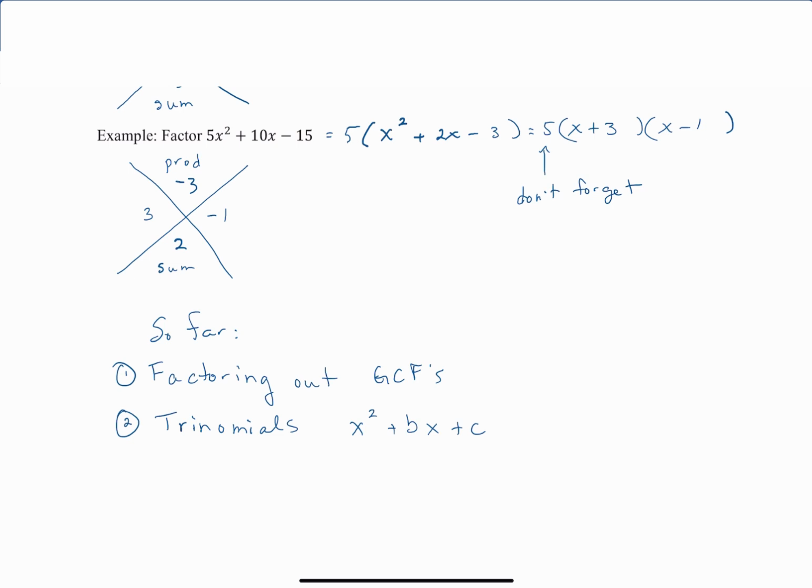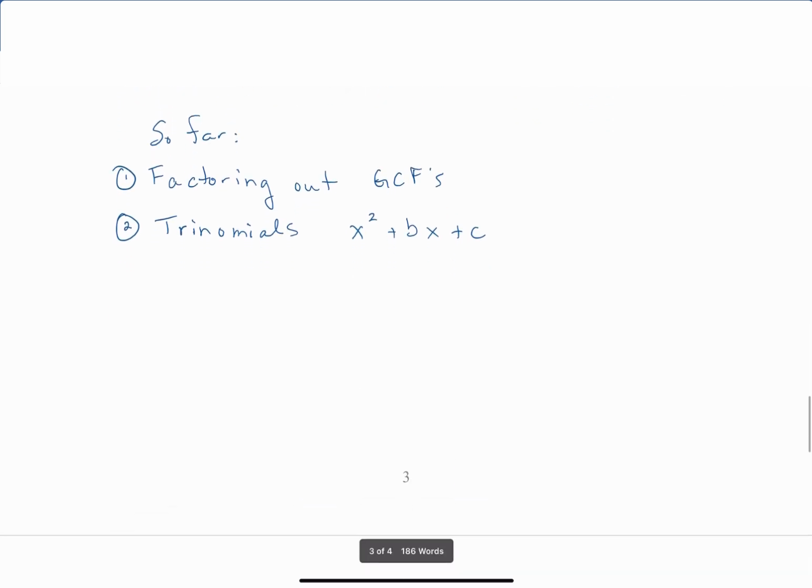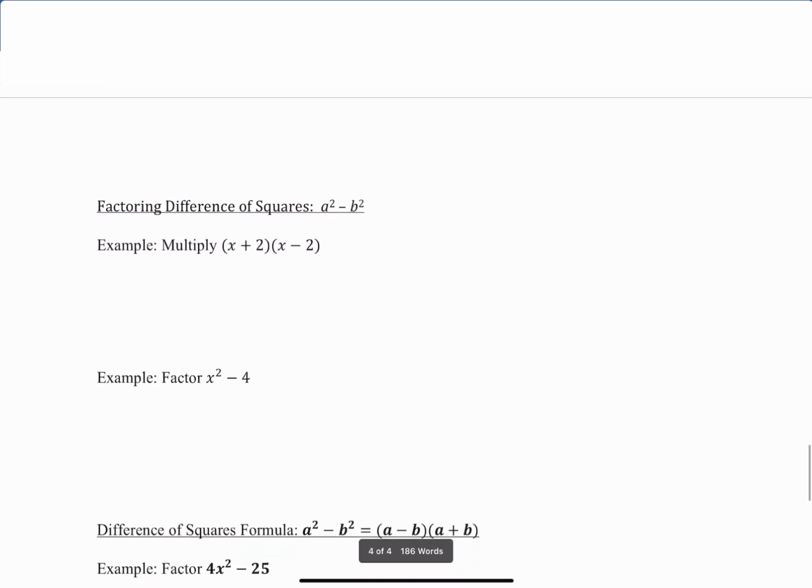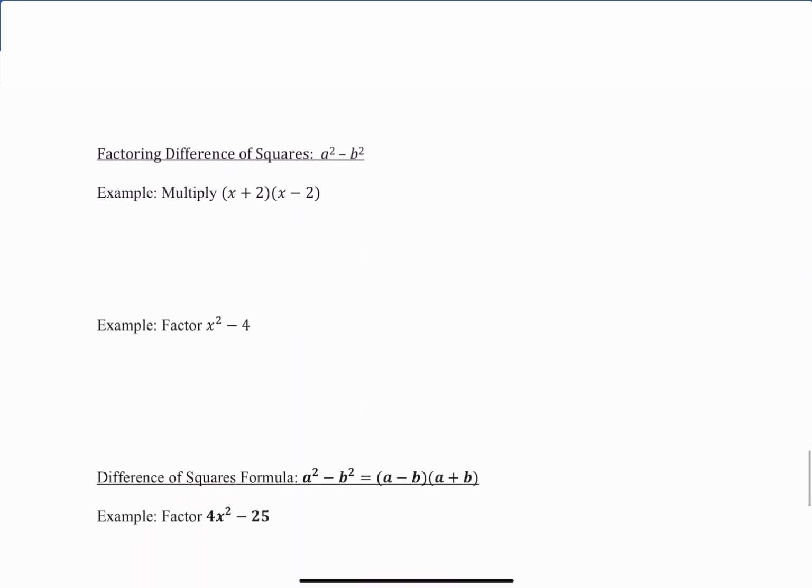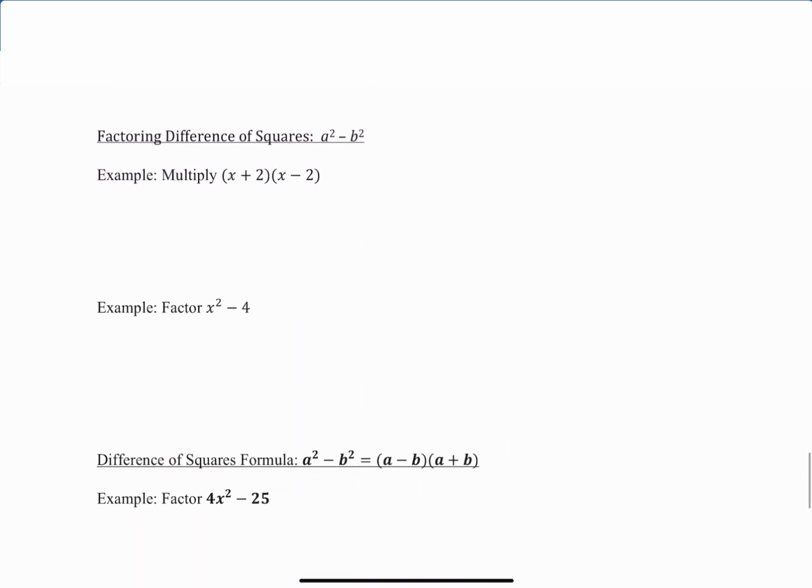But there is one more factoring technique that we need, and that is something called factoring difference of squares. Difference of squares are things that look like a square minus a square. So that word difference just means subtraction. So difference of squares means subtraction of two squared things.